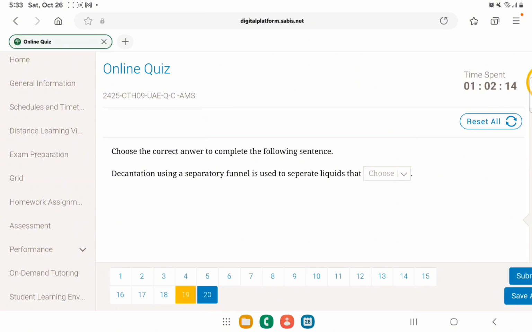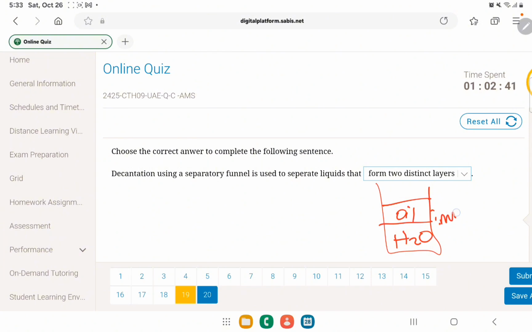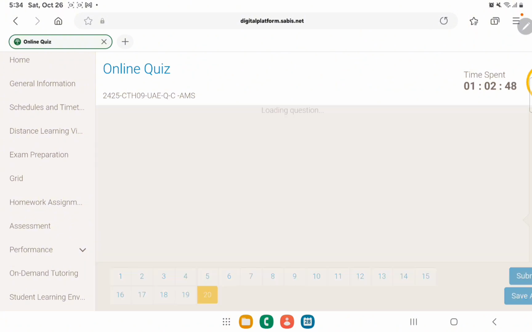Decantation is used to separate liquids that form 2 distinct layers. Because remember, I explained this using oil and water, right? So 2 distinct layers, they don't mix. They're immiscible, or not mixable. So they form 2 distinct layers.